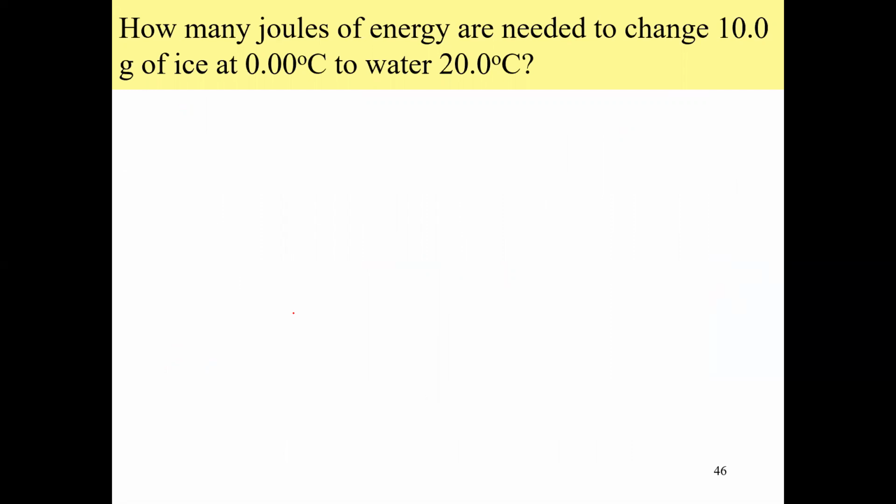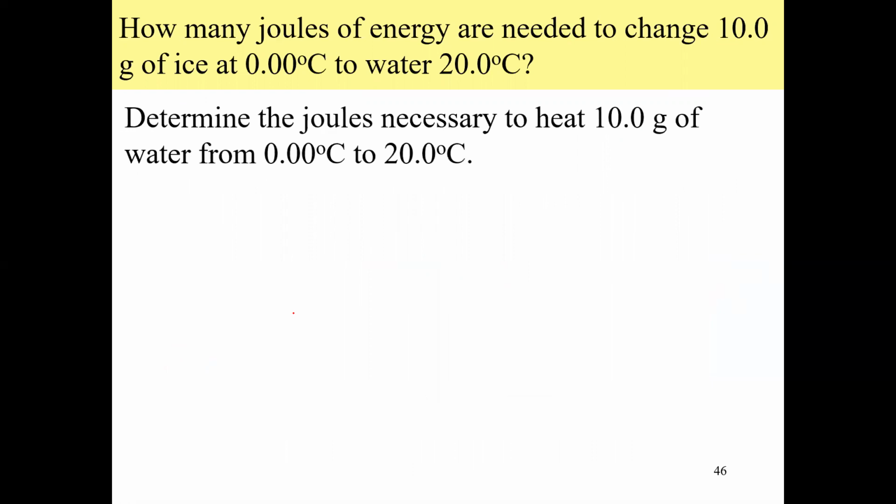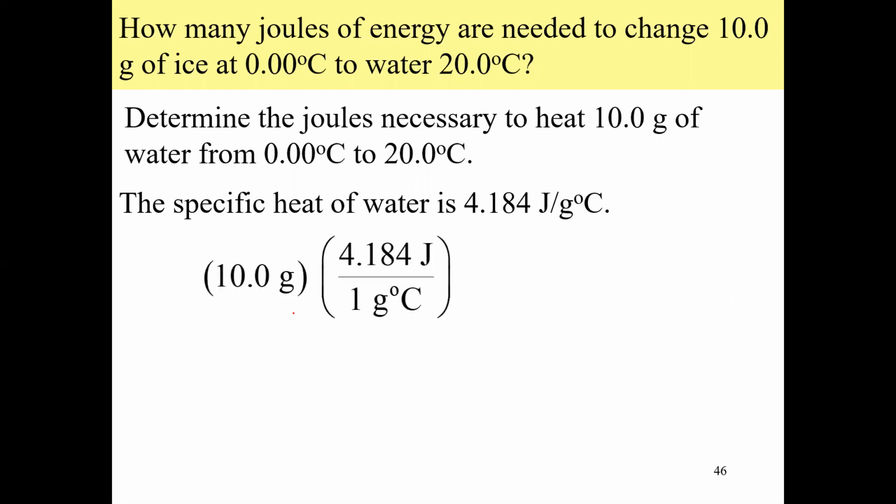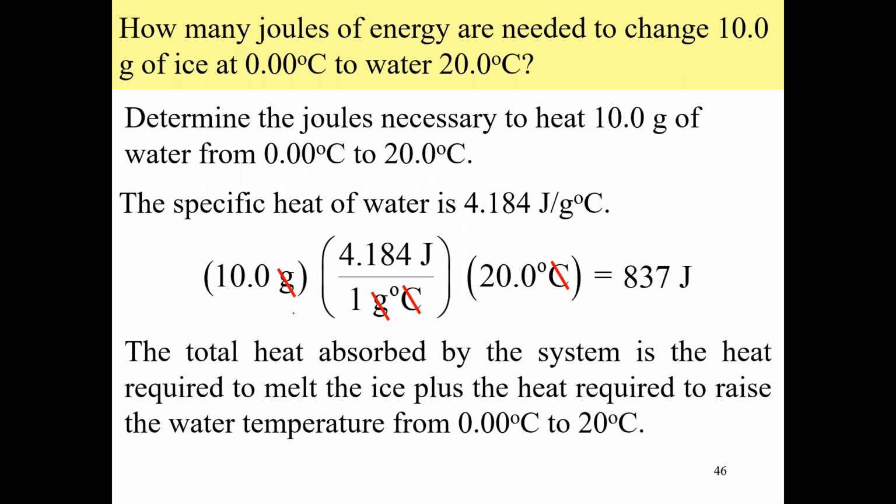How many joules of energy are needed to change 10 grams of ice to water at 20 degrees? So to heat the water, 10 grams from 0 to 20, the specific heat of water is 4.184 joules per gram degrees Celsius. So you essentially have the combination of them. That's 837 joules. You add it to the other number you have there. You add those two together, and that gives you your final answer. And notice most of the energy is in melting the ice.